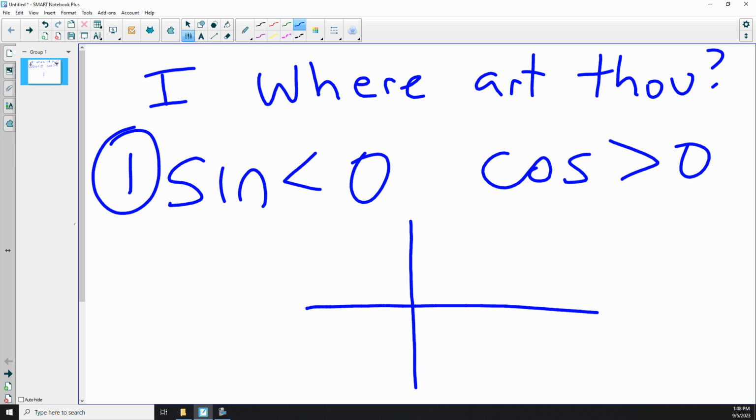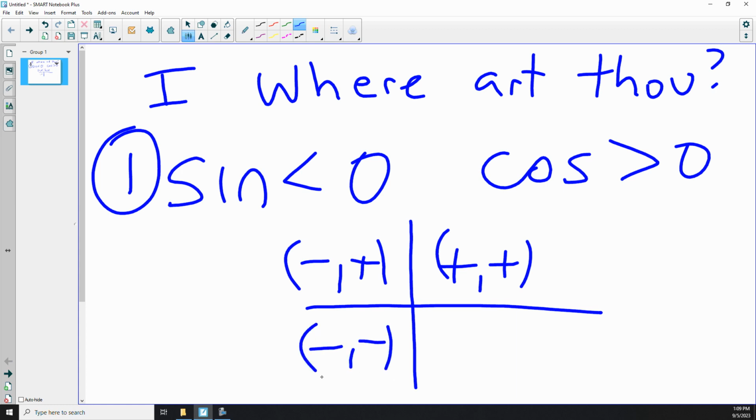this trig, if you haven't noticed, is quadrant driven. So the first quadrant is plus plus. Second quadrant is minus plus. Third quadrant is minus minus. Fourth quadrant is plus minus.